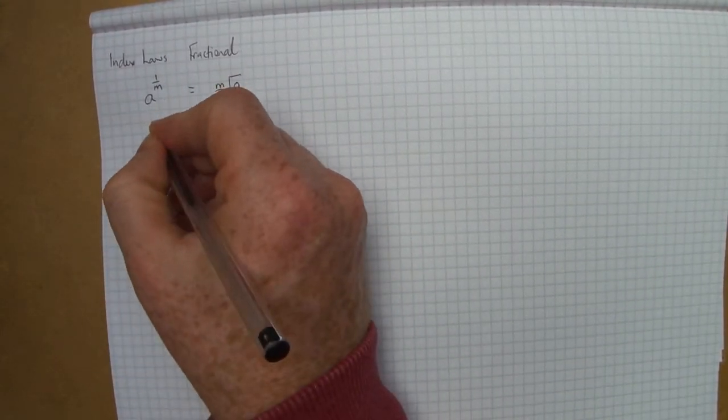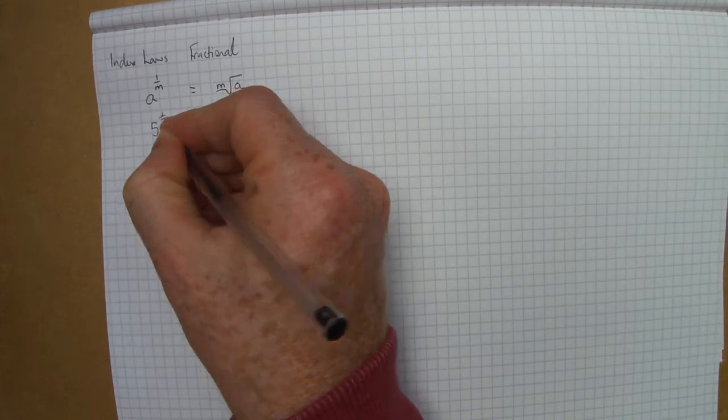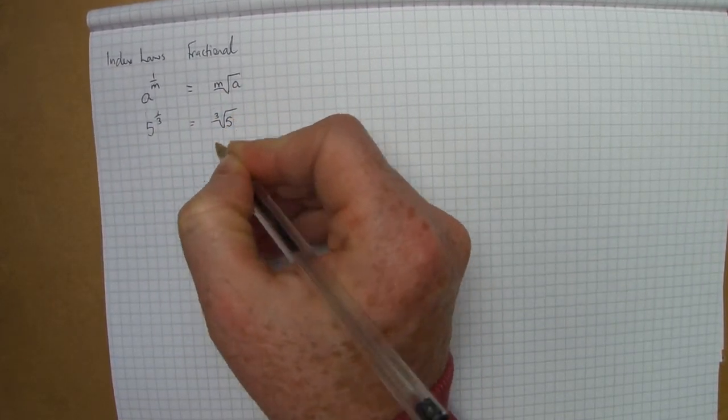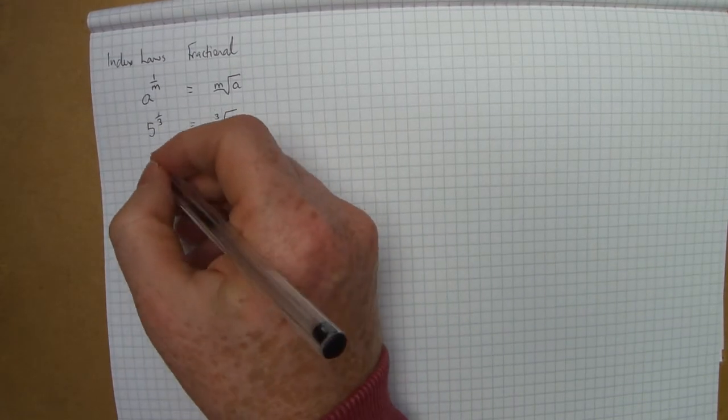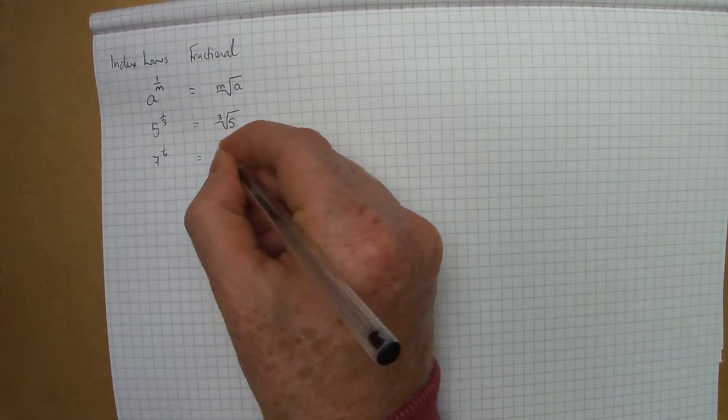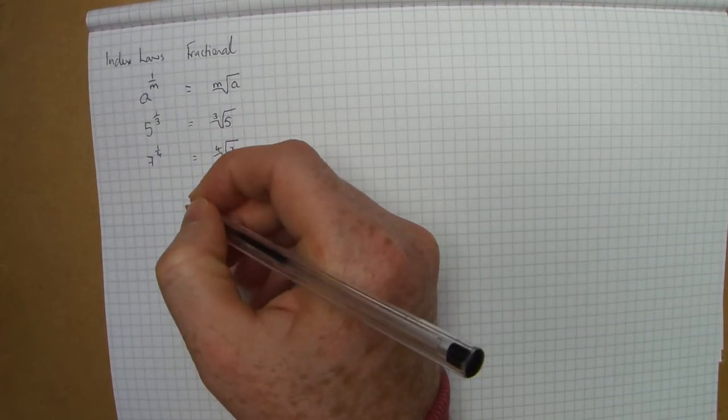Okay, so if we had 5 to the power of a third, that would be the cube root of 5, or the third root. If we had 7 to the power of a quarter, that would be the fourth root of 7.